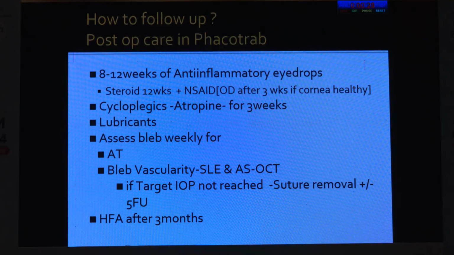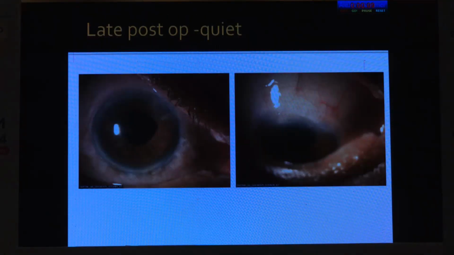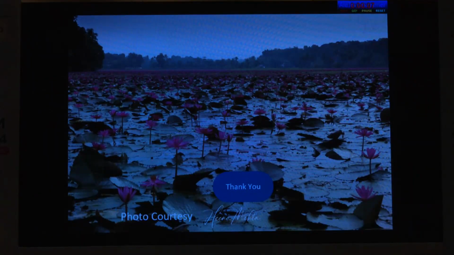Post-op care, 8 to 12 weeks of anti-inflammatory steroids, as well as NSAIDs, should be started after a few weeks. Cycloplegics is a must, atropine for 3 weeks or more if needed. Lubricants, assess the bleb as needed by AT, and bleb vascularity by SLE and by AS-OCT can be judged. We want a bleb which is going as far as this bed of lilies and is shallow.